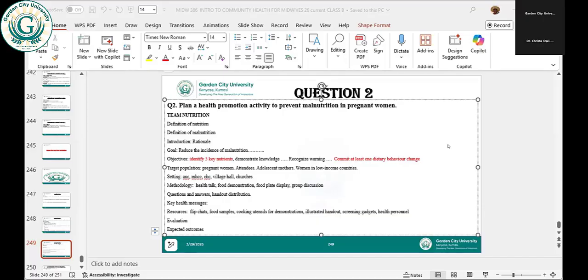They are the attendees. You said attendees to ANC or something. So they are already pregnant women. So why are you forcing in adolescent mothers and women in low income, when you are dealing with pregnant women? It's food for thought for all of us. Then you have settings. It's not in my marking scheme. Then you have what you call methodology.